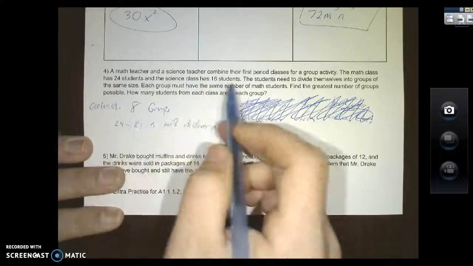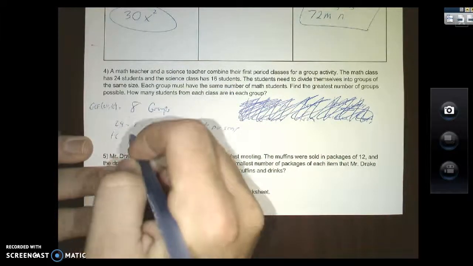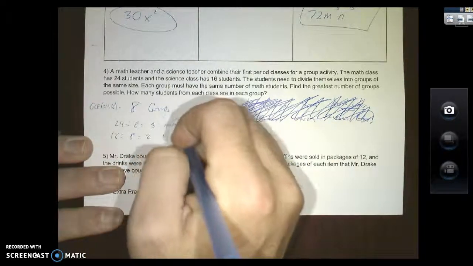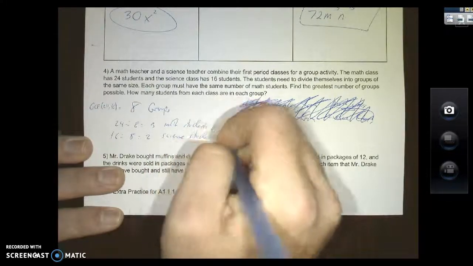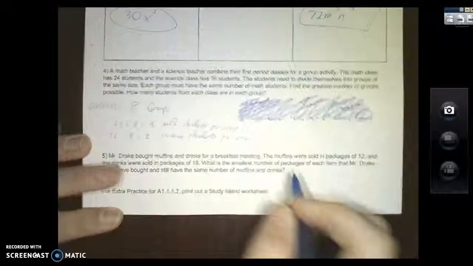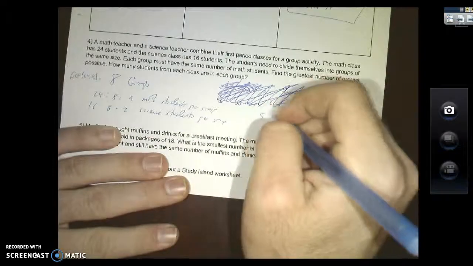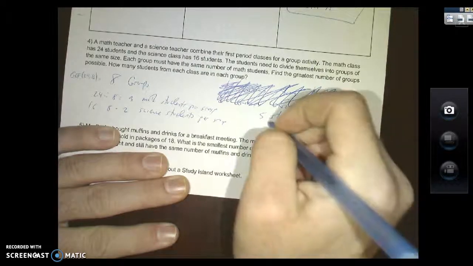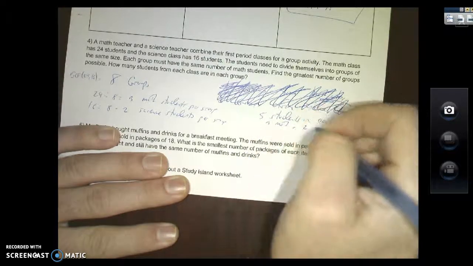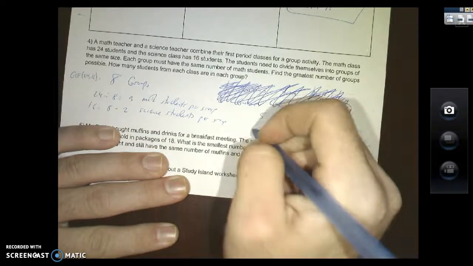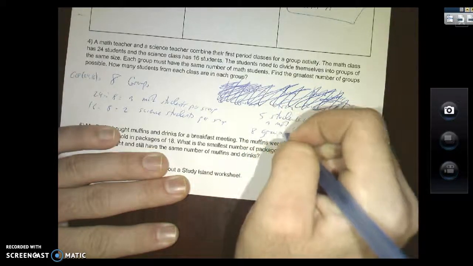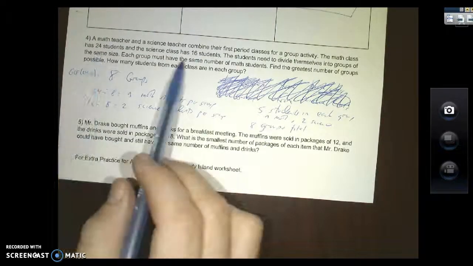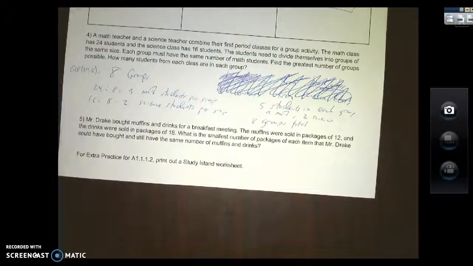And then do the same thing here with 16. Take 16 and divide it by 8, and then we get 2 science students per group. Okay? Therefore, there are 5 students in each group. Okay, 3 math, 2 science, and 8 groups total. Which makes sense because if we do 8 times 5, we get 40. If I added 24 and 16 together, we get 40 total students.